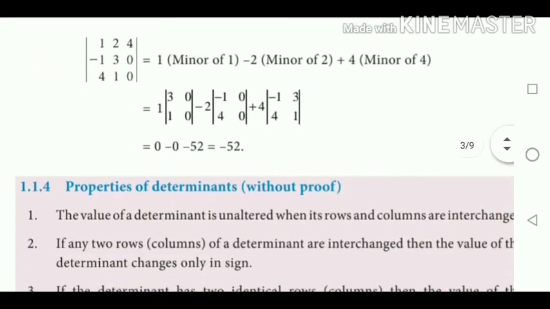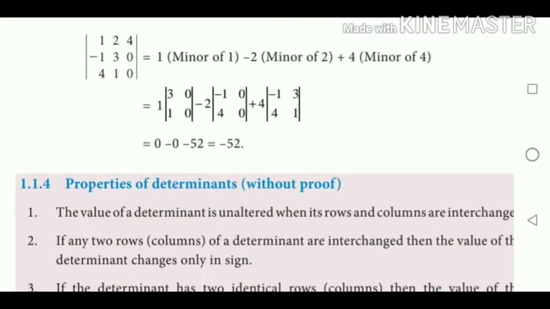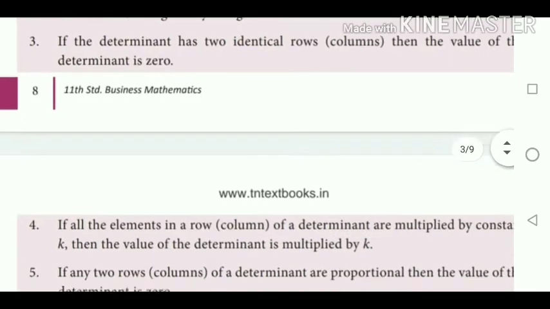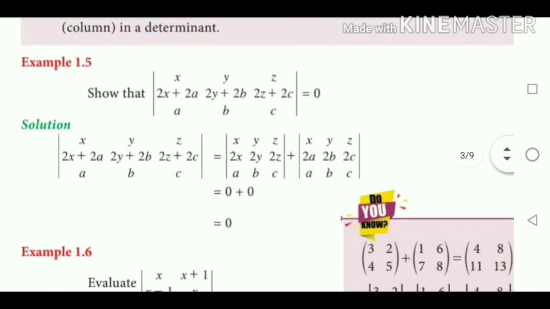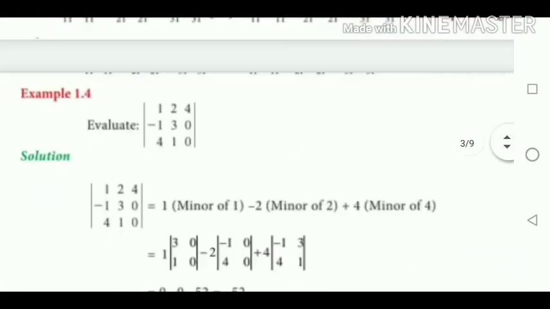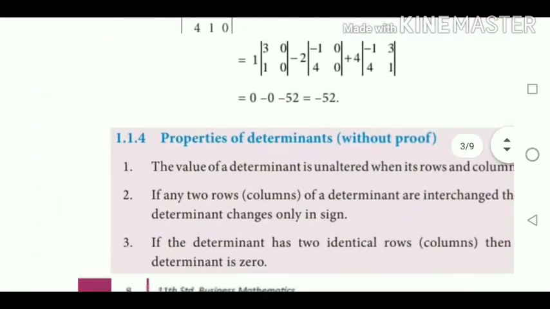Next it is properties. We already finished these properties. Next we are going to see example 1.5. Show that the determinant with rows x, y, z; 2x plus 2a, 2y plus 2b, 2z plus 2c; a, b, c equals 0. Here we are using the properties.